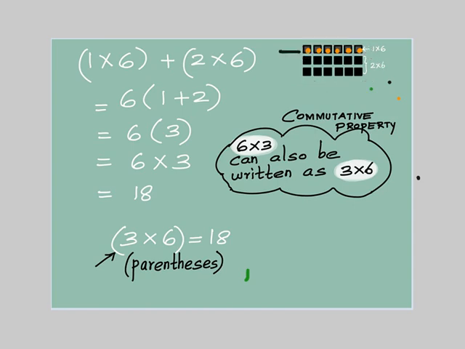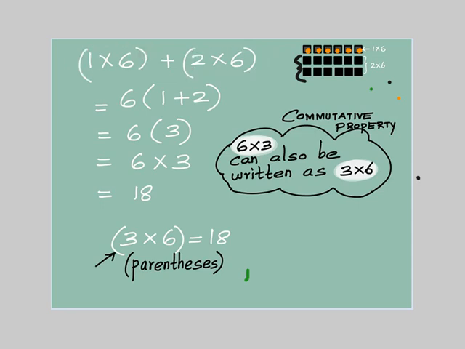So the first row of 6 can be written as 1 times 6. And the second row and the third row, which is the second part, can be written as 2 rows of 6. So let's add the first row of 6 with the second and the third row of 6. So 1 times 6 and 2 times 6, we have to add together.